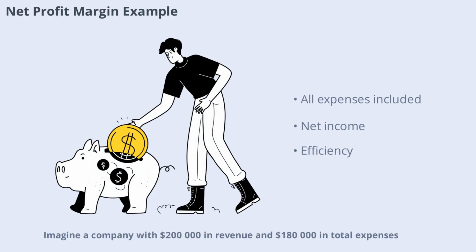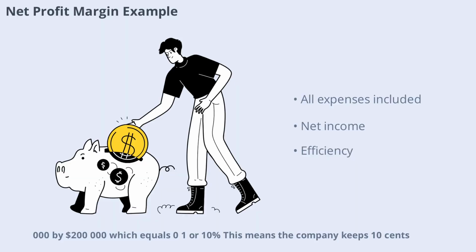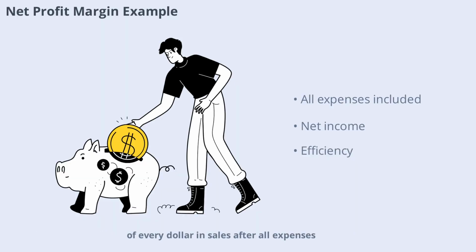Imagine a company with $200,000 in revenue and $180,000 in total expenses. The net income is $20,000. To calculate the net profit margin, divide $20,000 by $200,000, which equals 0.1 or 10%. This means the company keeps 10 cents of every dollar in sales after all expenses. Comparing net profit margins across companies helps investors spot the most efficient operators.